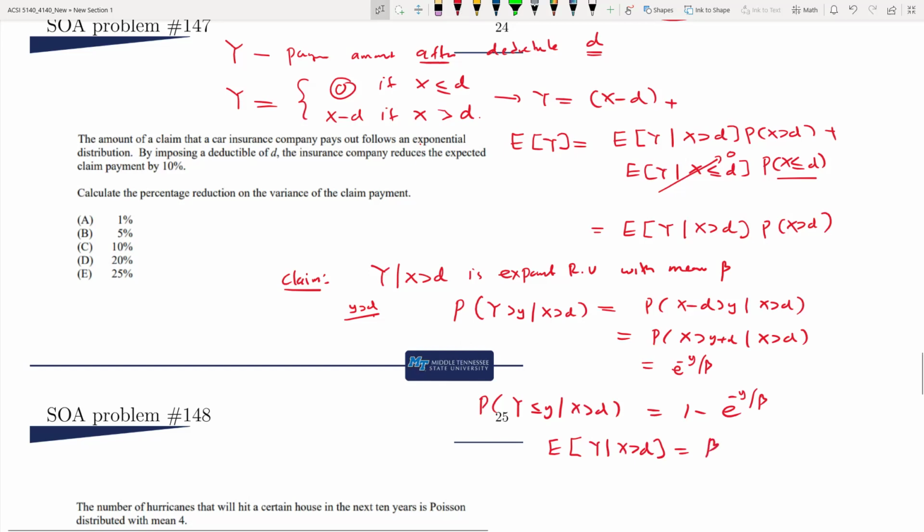So I can apply that here. That would end up as beta times the probability X more than d, which is, we know how to calculate this probability for an exponential, e to the power negative d over beta.